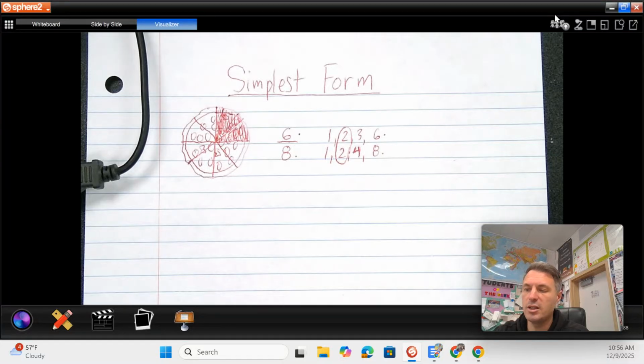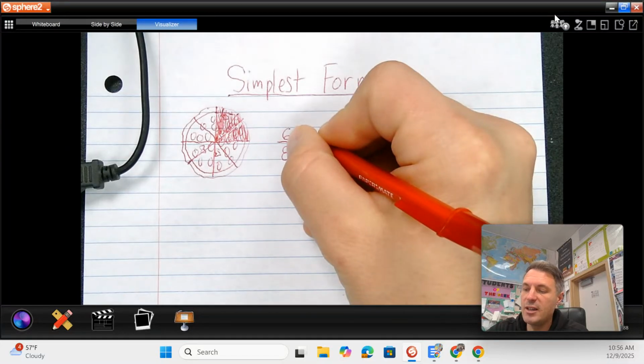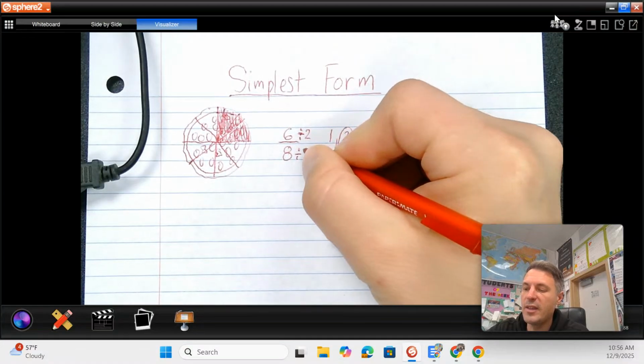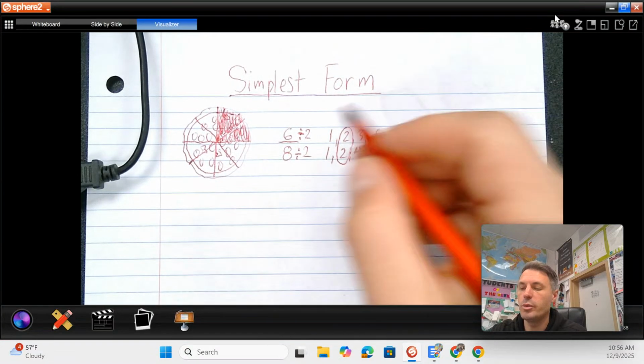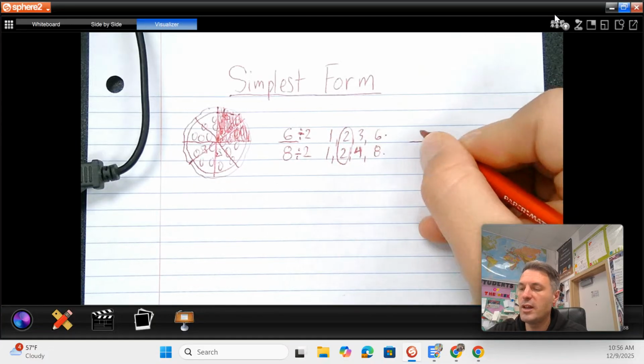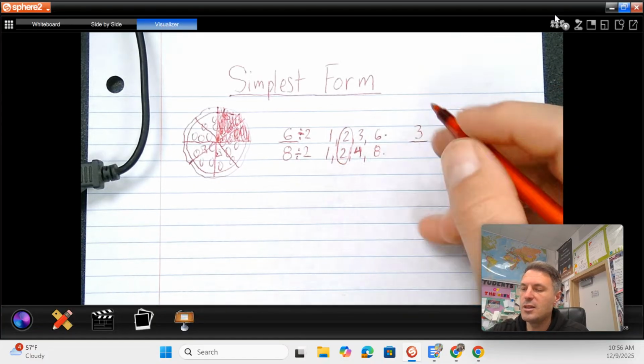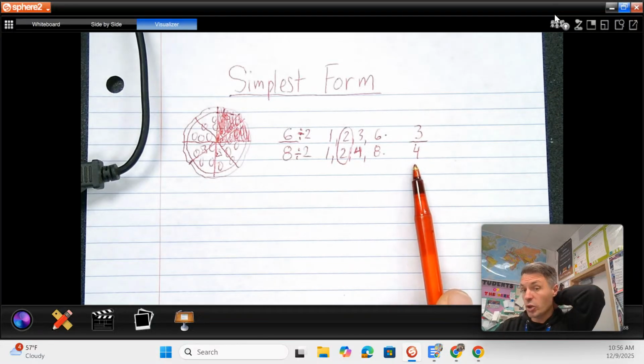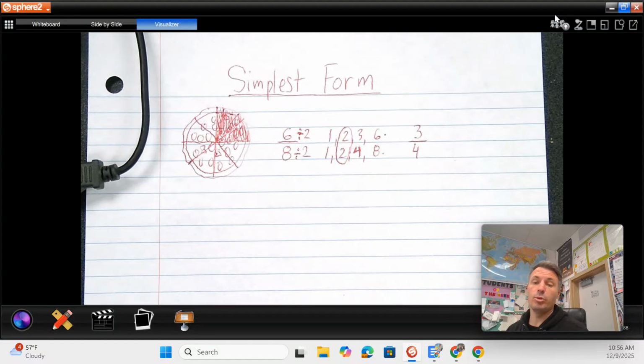What do we do with that greatest common factor? We divide the numerator and the denominator by that greatest common factor. So we do 6 divided by 2, and that's 3. And we do 8 divided by 2, and that's 4. So 6/8 and 3/4, those are equivalent fractions. They both mean the same thing. They represent the same value. However, 3/4 is in simplest form and 6/8 isn't. Now, how do you know 3/4 is in simplest form?